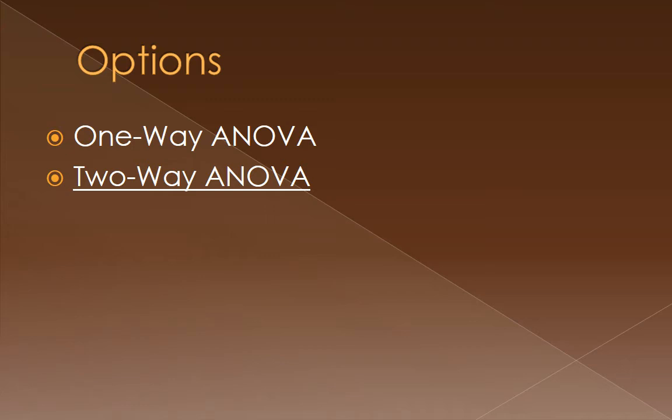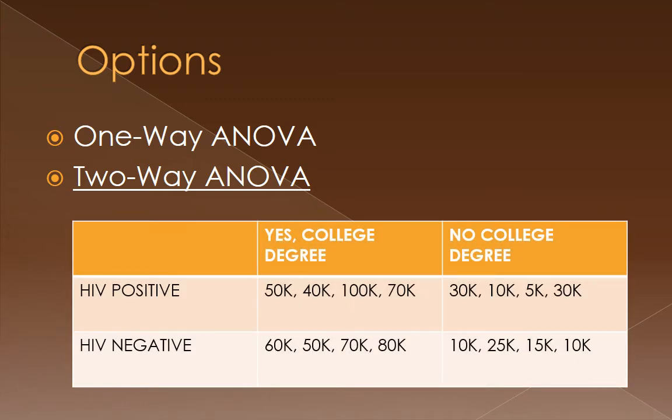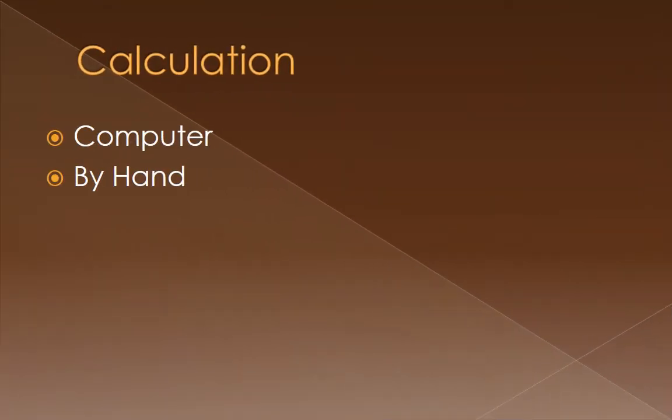An example of a two-way ANOVA we can look at is the relationship between HIV status, presence of a college degree, or whether or not the person has earned a college degree, and their annual income. We can see here that HIV status and educational status, as defined by possession of a college degree, are two independent variables, and here we have our dependent variable. As with almost all statistical tests, we can perform ANOVAs by hand or with a computer.